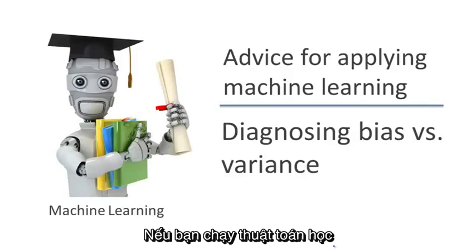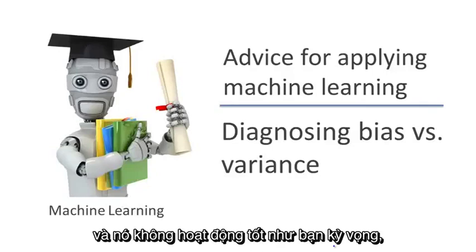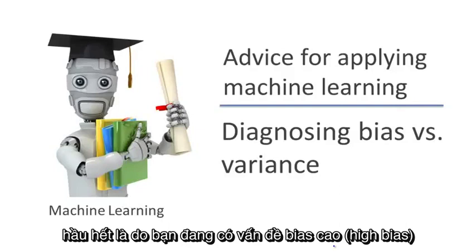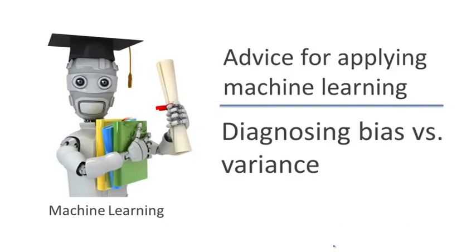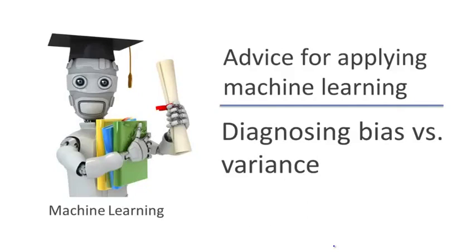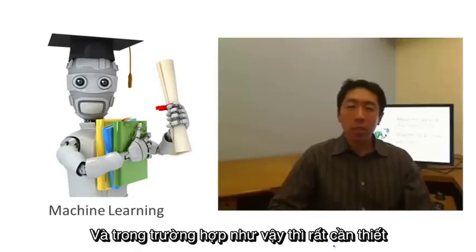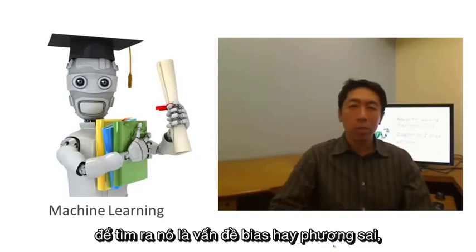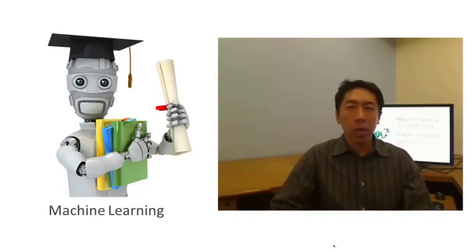If you run a learning algorithm and it doesn't do as well as you were hoping, almost all the time it will be because you have either a high bias problem or a high variance problem. In other words, either an underfitting problem or an overfitting problem. And in this case, it's very important to figure out which of these two problems is bias or variance or a bit of both that you actually have.